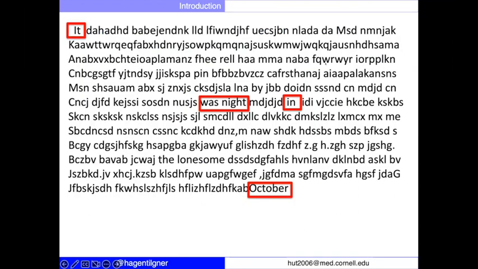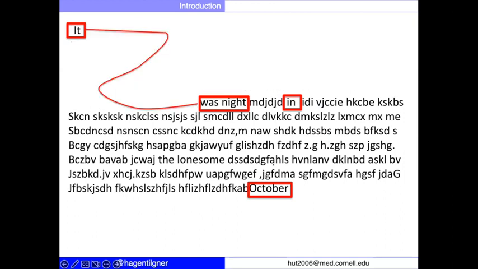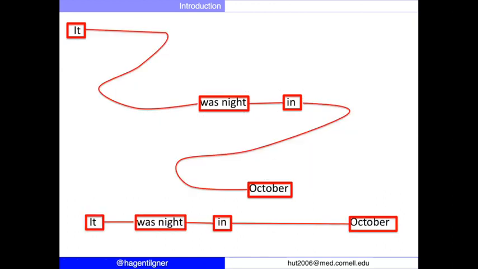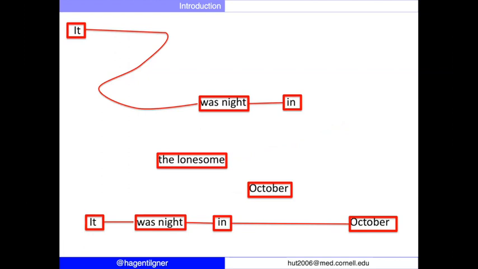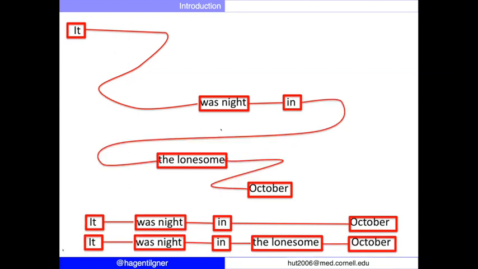You can think of splicing as the process that takes the gibberish that is pre-messenger RNA, locates where the exons are, here in the red boxes, removes the introns in between, and then you get a message that you can read. That's the difference between pre-messenger RNA and mature RNA. It was night in October. And so when the last intron was removed, the cell may very well realize that, oops, there's another exon, splice out the intron surrounding it, and now we get a second message. It was night in the lonesome October.